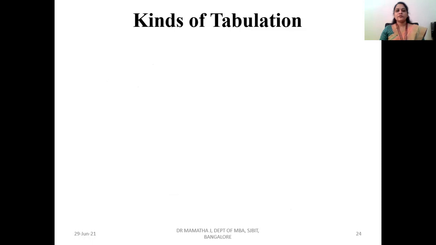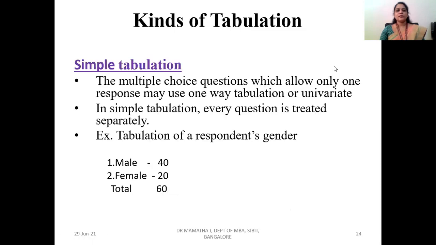Then there are different kinds of tabulation. Simple tabulation, a simple table. If you have multiple choice questions which allow only one response, you may use one-way tabulation, also called univariate, in the sense of one, uni meaning one-way tabulation, or simple tabulation. In simple tabulation, every question is treated separately. For example, gender. You have only gender, one variable. So male and female, how many numbers you have, and you can put the total column.